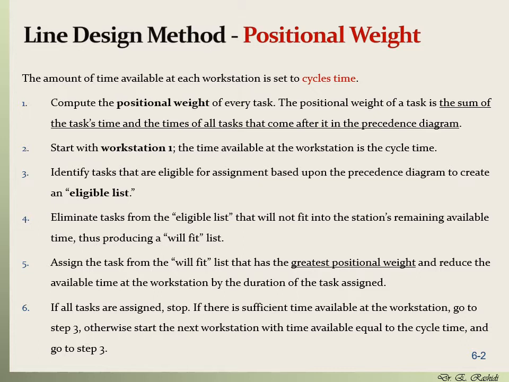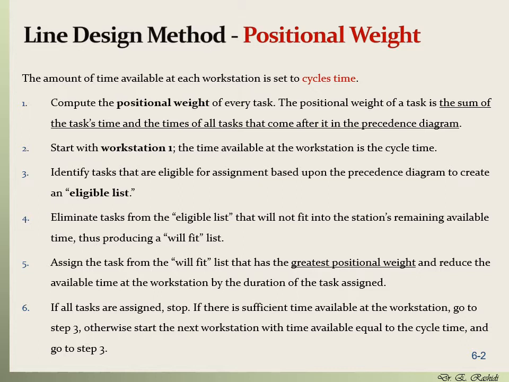So we create a list of eligible tasks. Next, we're going to eliminate tasks from the eligible list that will not fit into the station's remaining available time. That would produce the will-fit list. The next step, step 5, is to assign the task from the will-fit list that has the greatest positional weight. If you have different tasks to assign, the task that has the greatest positional weight is going to be assigned first. Then reduce the available time at the workstation, updating the workstation remaining time.